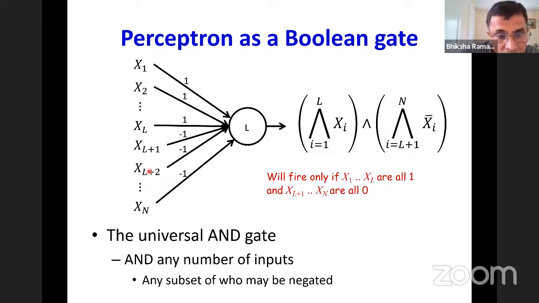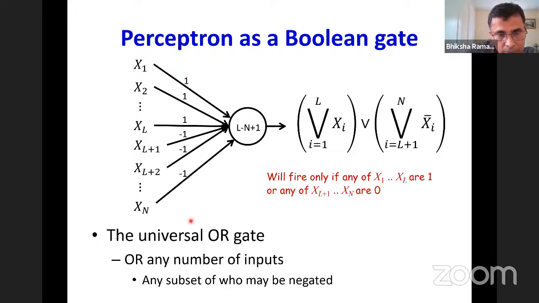But now let me flip one of these bits, which was supposed to be 0. If I flip any of them to 1, that's going to contribute a -1 to the sum. So the sum will become less than L and it will not fire. Similarly, if any of the first L becomes 0, that is going to reduce the sum again. So the total sum is going to be less than L and it's not going to fire. So this neuron is a universal AND gate, which fires for a very specific, very complex combination of its inputs.